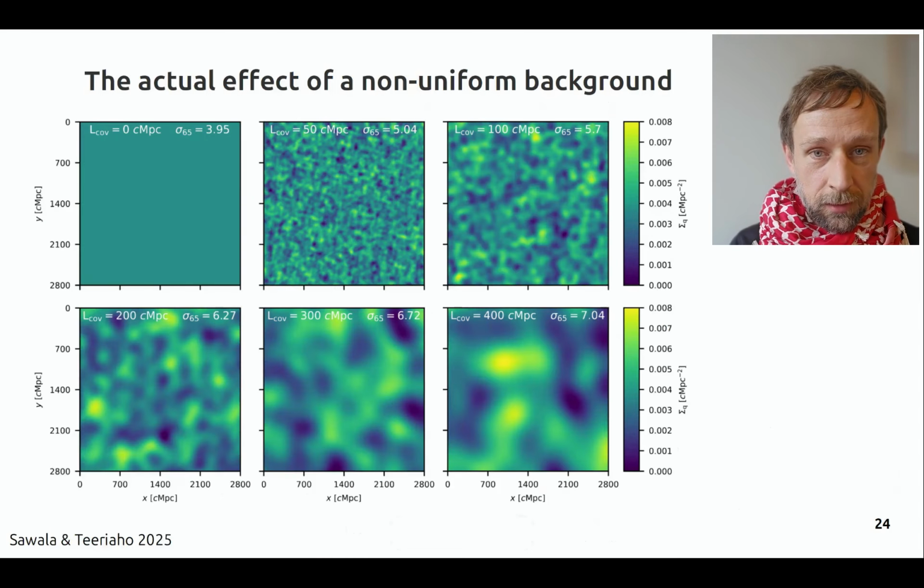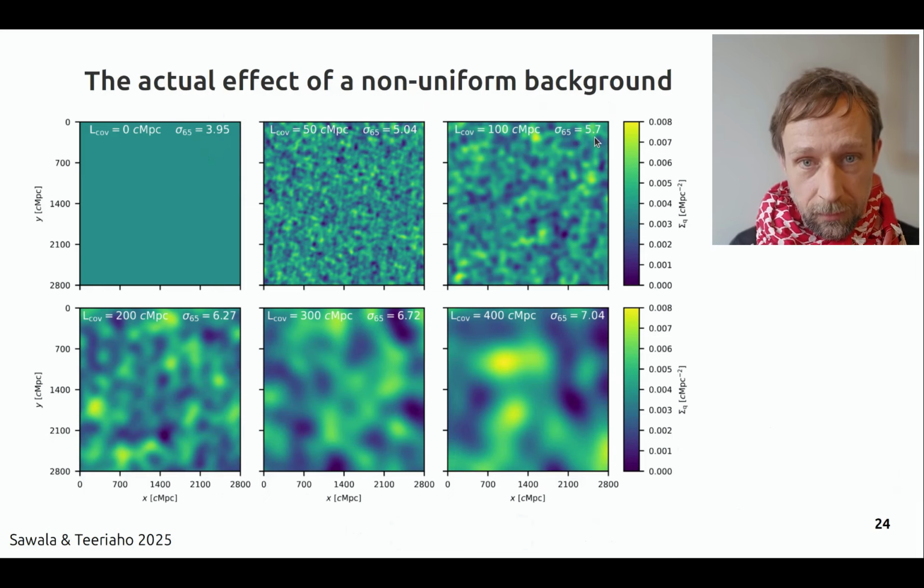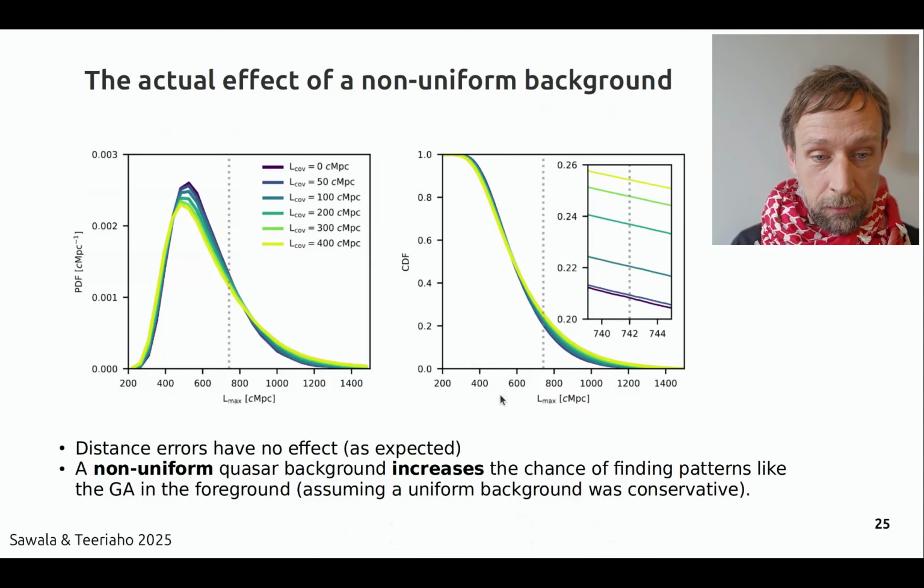So this shows our different quasar backgrounds, uniform and then increasingly inhomogeneous with a different covariance length. And we measure with the same metric, basically the standard deviation in cells of the same size. At a covariance length of 100 comoving megaparsecs, we get the same standard deviation they have measured. Now the question is, would you expect to find more or less patterns in the foreground if you make the background inhomogeneous? Well, you might already guess that the answer is you will find more, and this is exactly what we found. So this shows the PDF of the longest structure in a given slice.